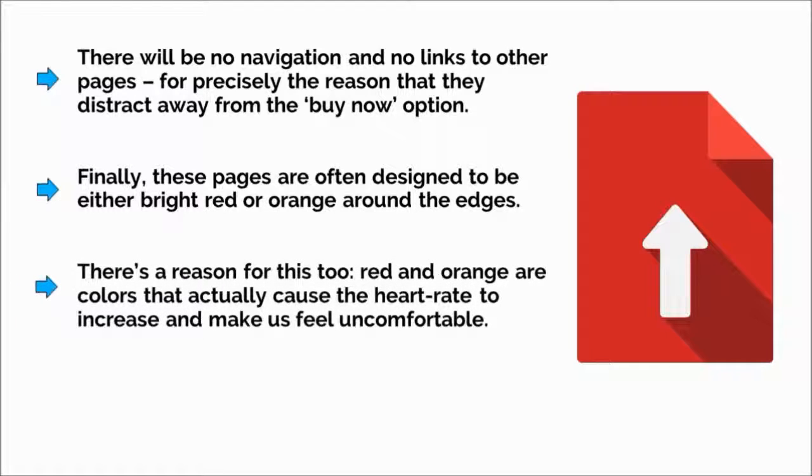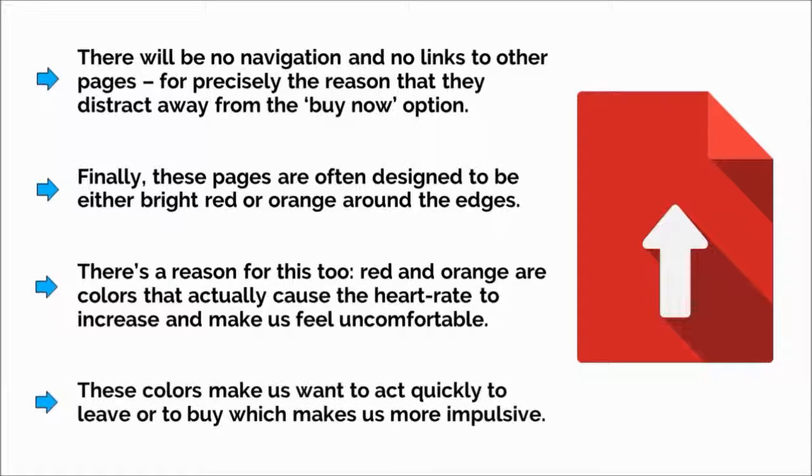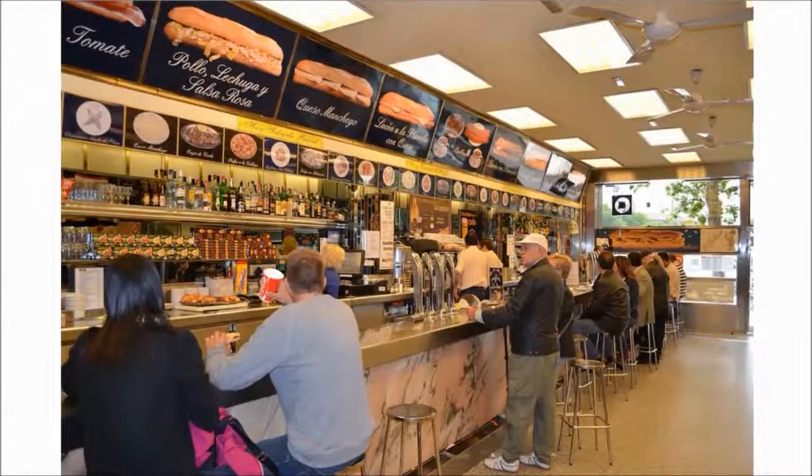Finally, these pages are often designed to be either bright red or orange around the edges, and there's a reason for this too. Red and orange are colors that actually cause the heart rate to increase and make us feel uncomfortable. These colors make us want to act quickly, to leave or to buy, which makes us more impulsive. If you think of fast food restaurants, you'll find that often these are red or orange in terms of their interior design too. The reason is similar. They want to increase turnover and get people out of the store more quickly. That way they can serve more customers and make more money.